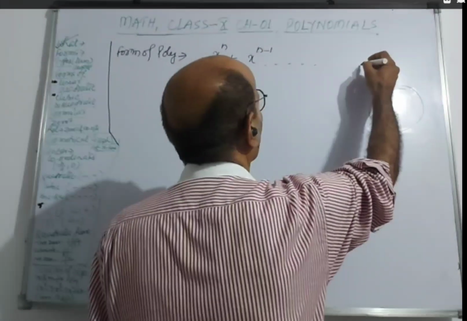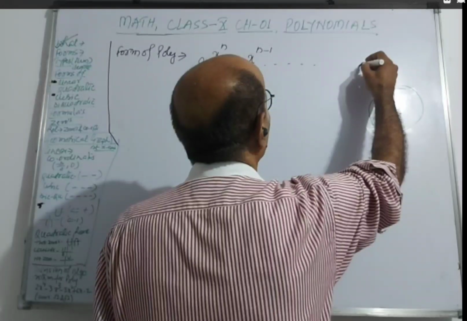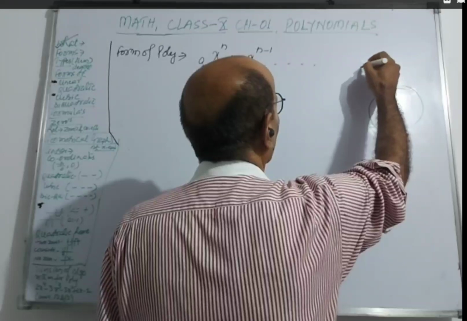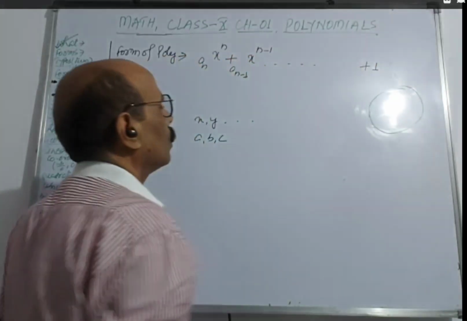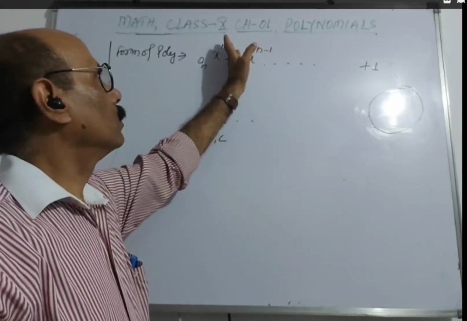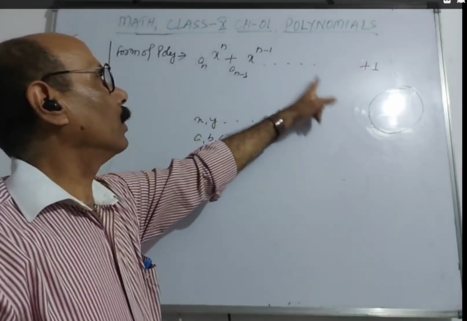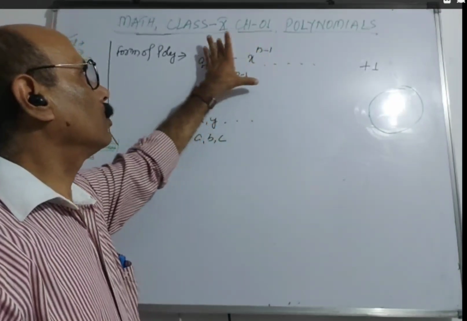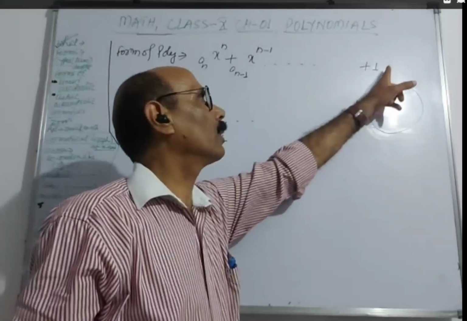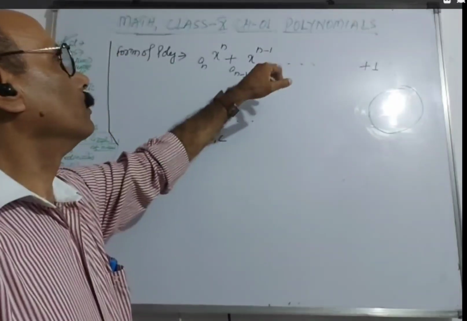Finally, this will be what? X to the power 0 means 1. So finally, in the final form, this will be 1. You understood how it is 1? Because the starting number is n, n minus 1, suppose it is 10, so 9, 8, 7, like this, finally it will become 1.